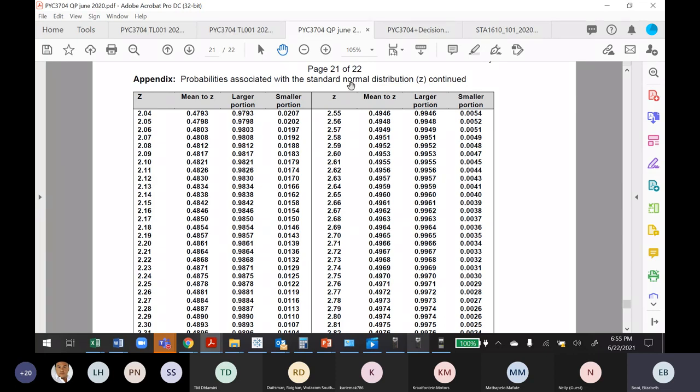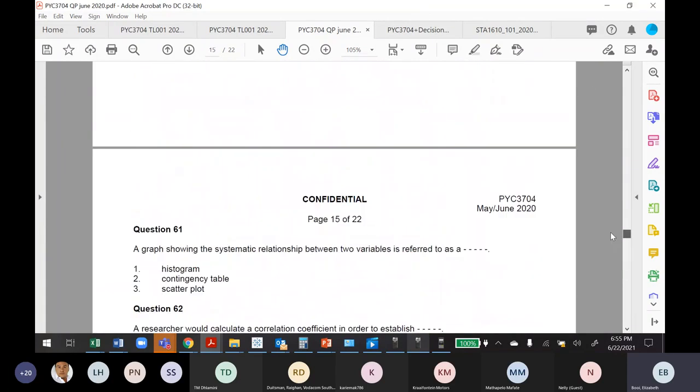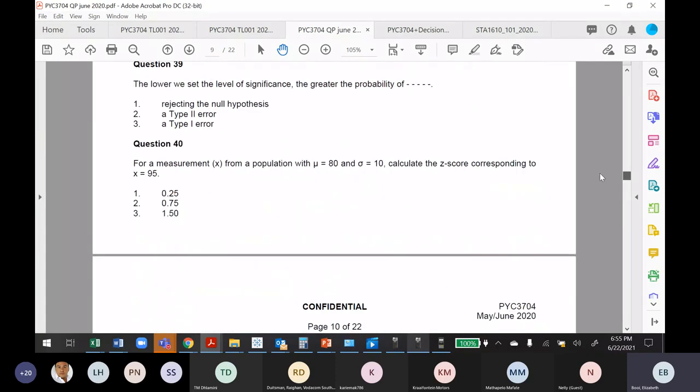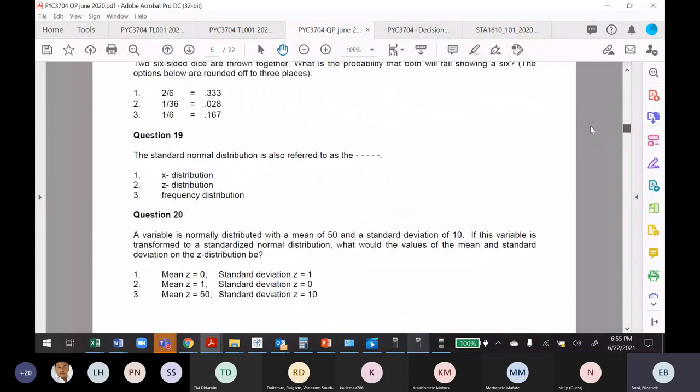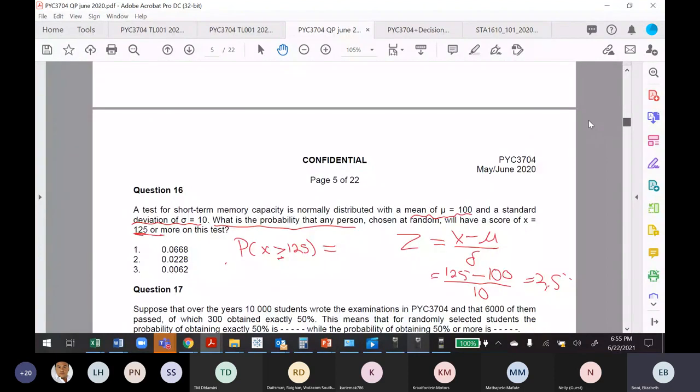We use the Z value to locate the answer. Happy that we tie. So we are left with 5 minutes. So the answer here is option number 3. And that's how you answer the question.